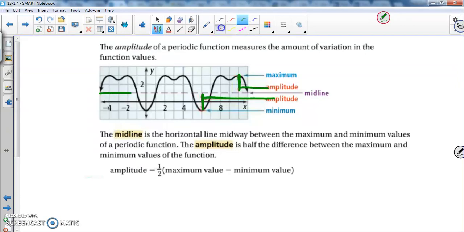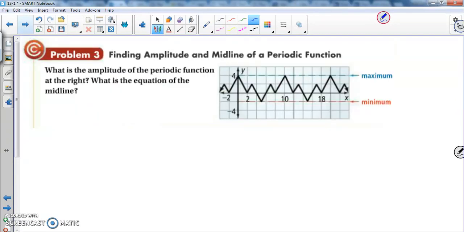The midline is in the middle of our graph, so that yellow line. The maximum is the highest point, and the minimum is the lowest point. To find amplitude, we could do 1/2 times the maximum value minus the minimum value. So finding amplitude and midline of a periodic function. What is the amplitude of the periodic function at the right? What is the equation of the midline?